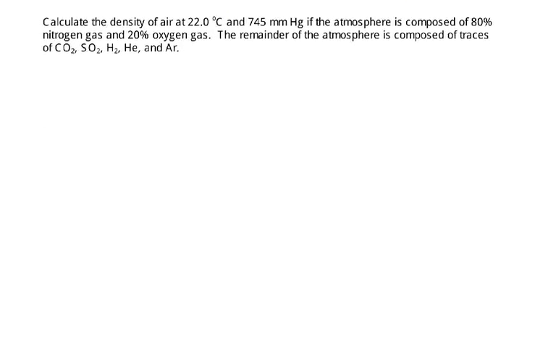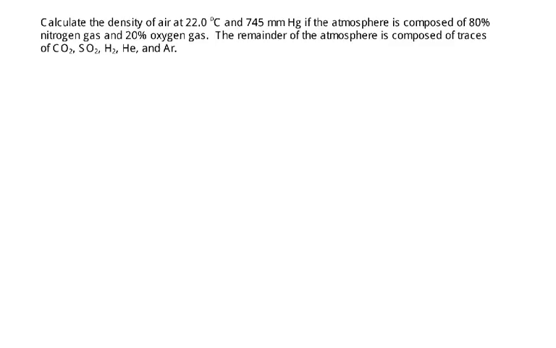We want to calculate the density of air at 22.0 Celsius. Let's go ahead and convert that to Kelvin before we forget. So 22 Celsius would be 295 Kelvin. And 745 millimeters of mercury, so we're given temperature and pressure. If the atmosphere is composed of 80% nitrogen gas and 20% oxygen gas. The remainder of the atmosphere is composed of traces of CO2, SO2, H2, He, and Ar.